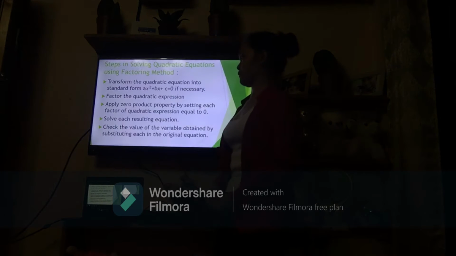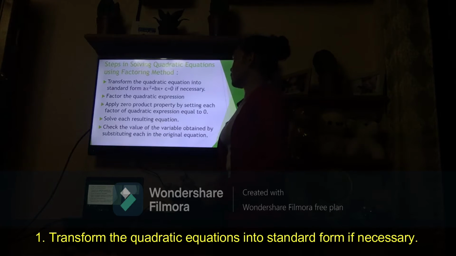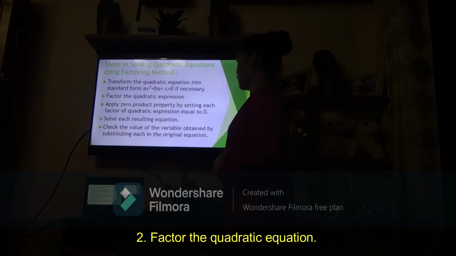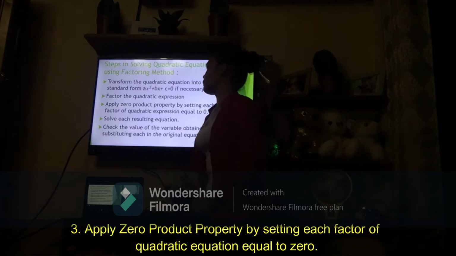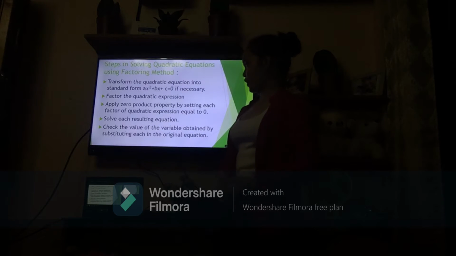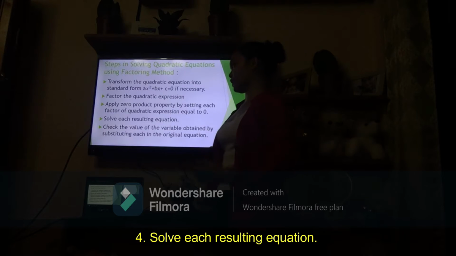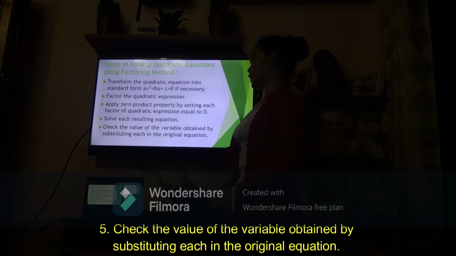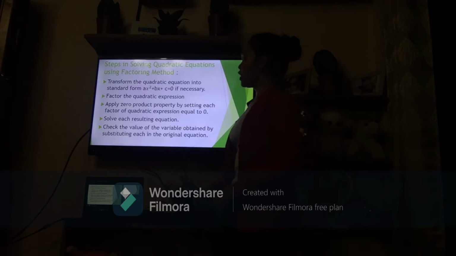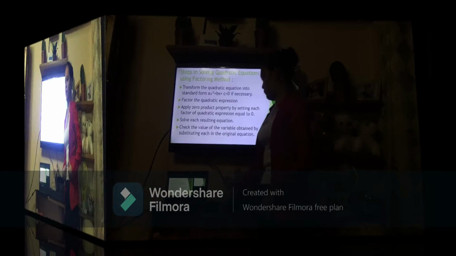So we have 5 steps. First is transform the quadratic equation into standard form, which is ax squared plus bx plus c equals 0, if necessary. Second, factor the quadratic expression. Third, please kindly read, Mr. Segovia. Thank you. And then the fourth one, solve each resulting equation. And the last, check the value of the variable obtained by substituting each in the original equation. So we will discuss these steps one by one.